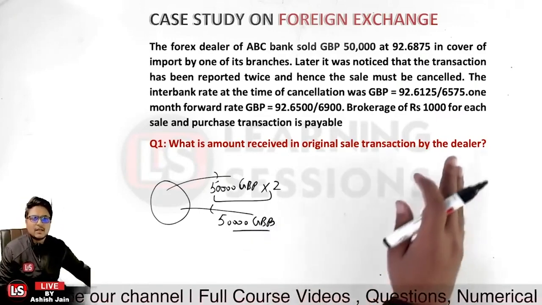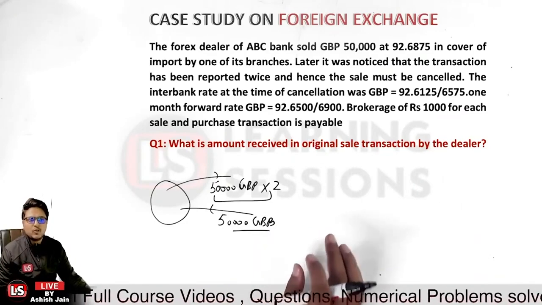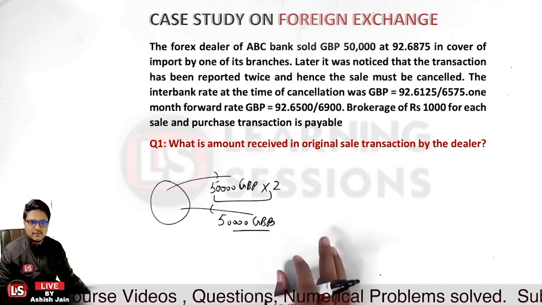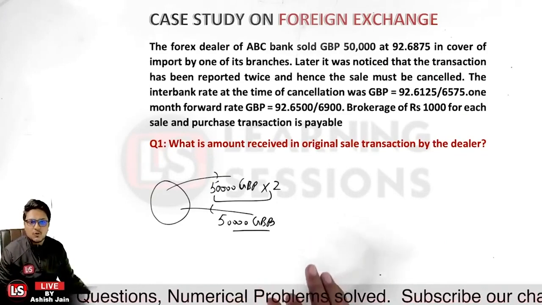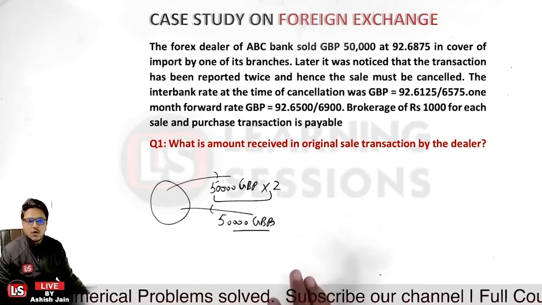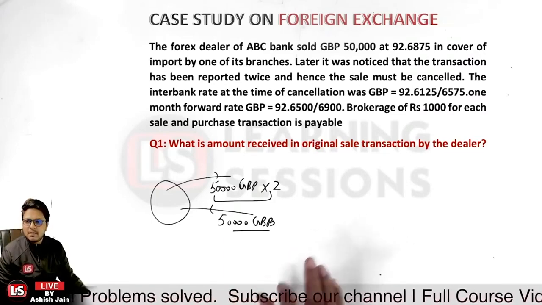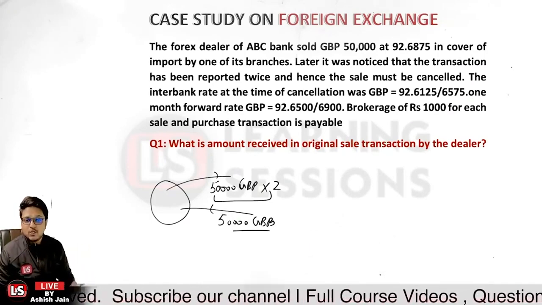Further, it is said the interbank rate at the time of cancellation was 92.6125/6575. The 1 month forward rate is given over there. Brokerage is rupees 1000 for each of the sale and purchase transactions. Brokerage of rupees 1000 is applicable on each and every sale and purchase transaction, and based upon that we need to solve the questions.